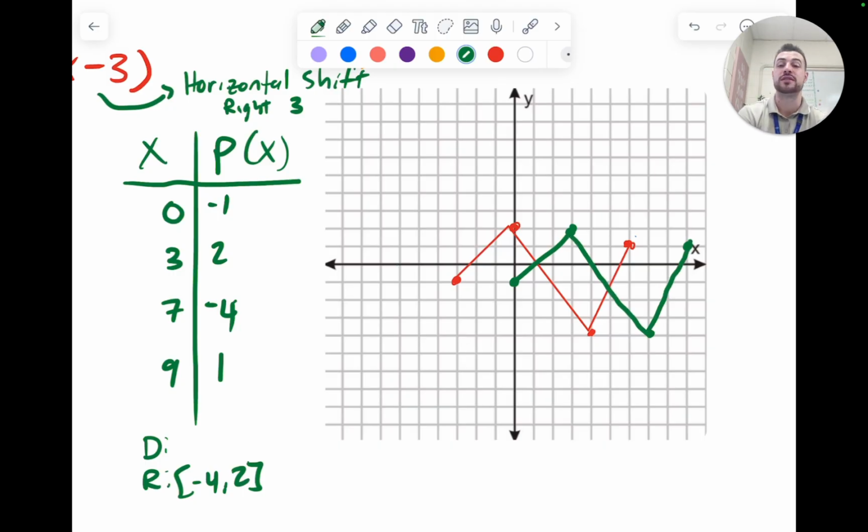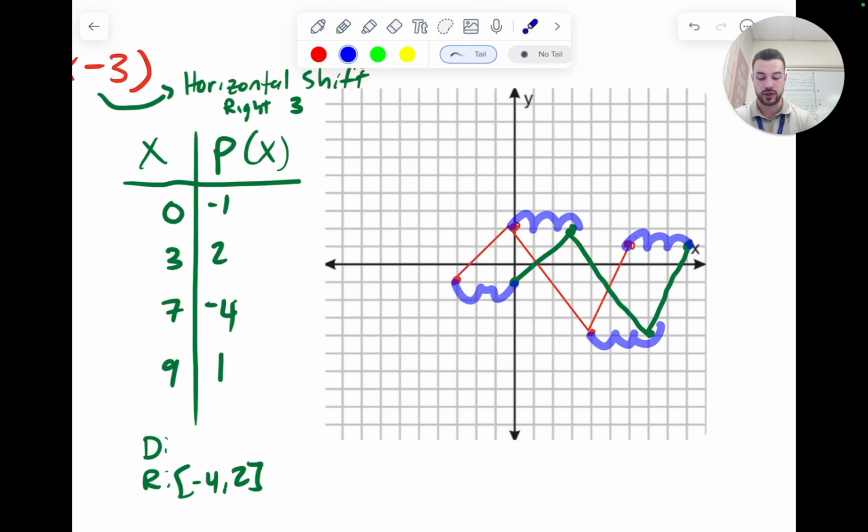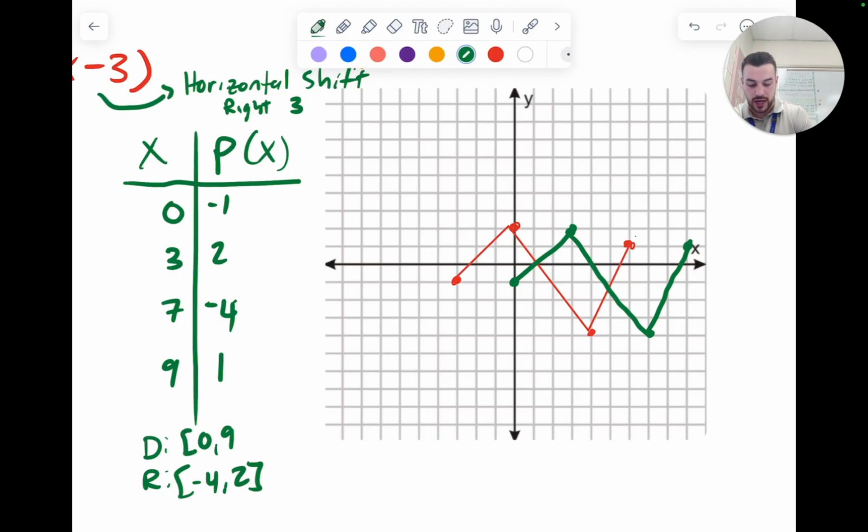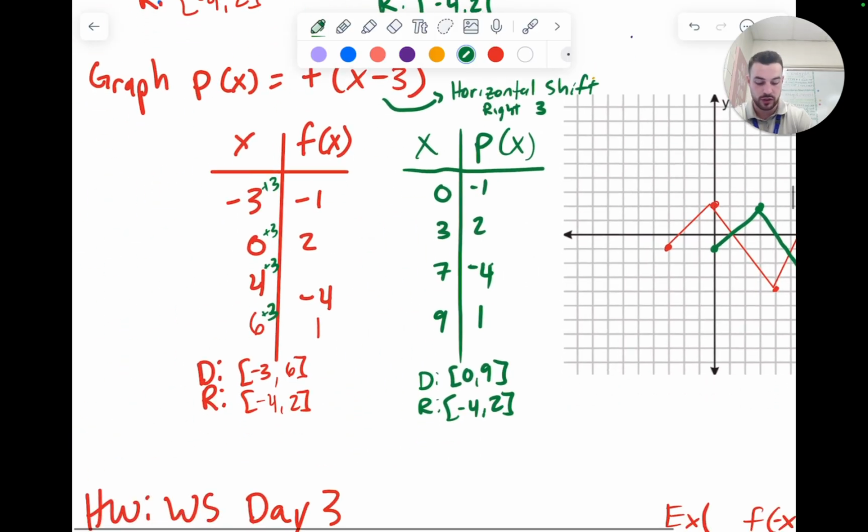So these are pretty basic transformations, but we just kind of want to get the idea across here. This does look like if we took our parent function, which is the red one, and we shifted it to the right 3, we would get our new function, which is p of x in this case. You can see the points are all shifted right 3. And then our domain is going to be from 0 to 9, which again, you could do by just applying our transformation directly to our original domain.